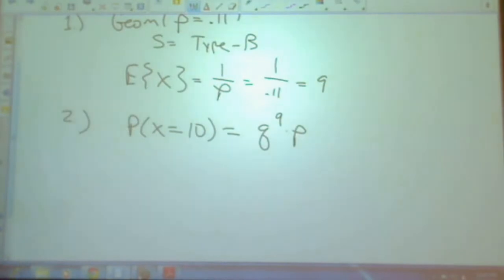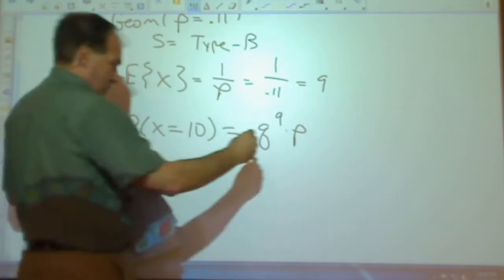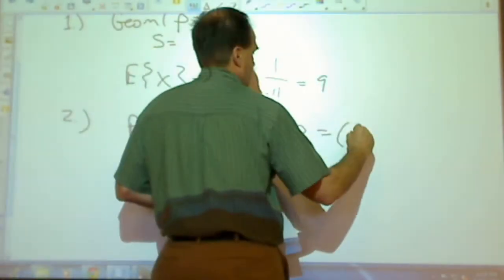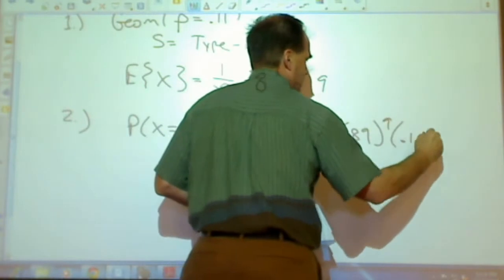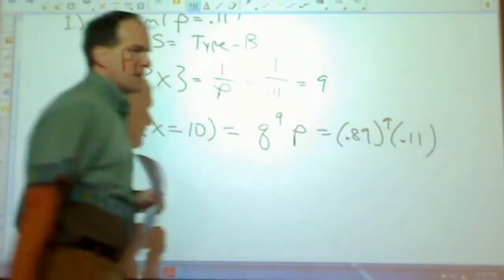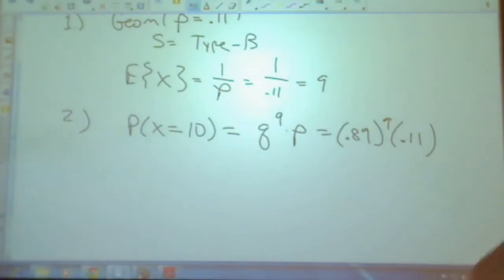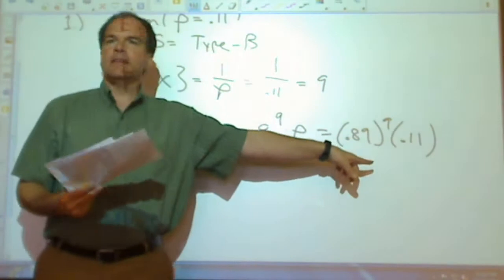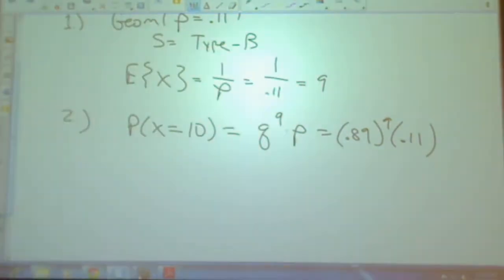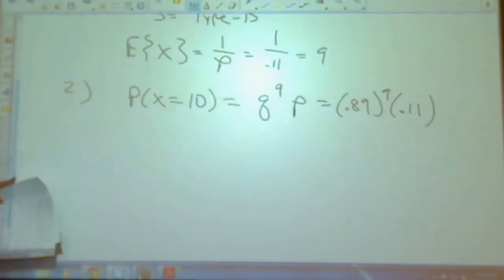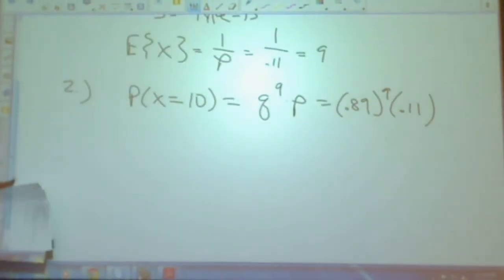Is this making sense? Double check, do I have this on the formula sheet? The whole geometric model? Yes. Okay, great. So 0.89 to the 9 times 0.11. Okay, whatever this number is. Is this making sense to everybody? I'll forego the calculation for the moment just to get through this, and then we can come back if you've got questions.